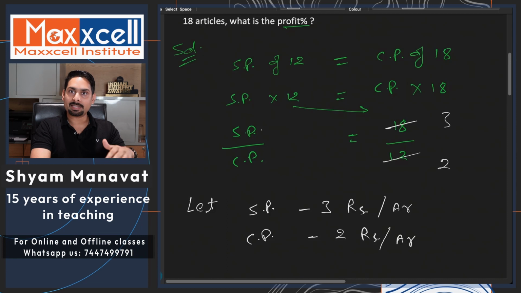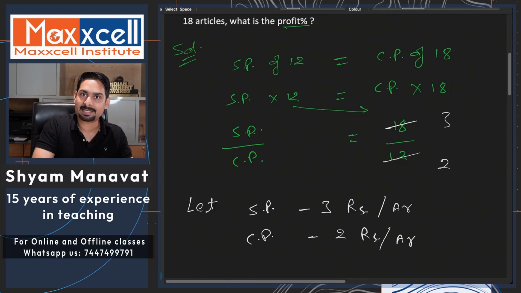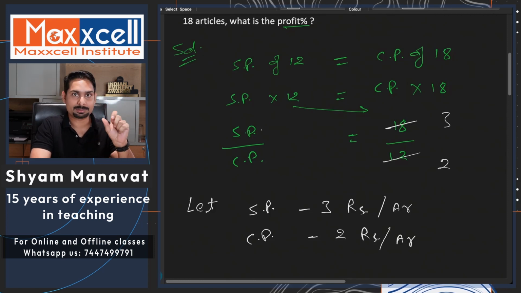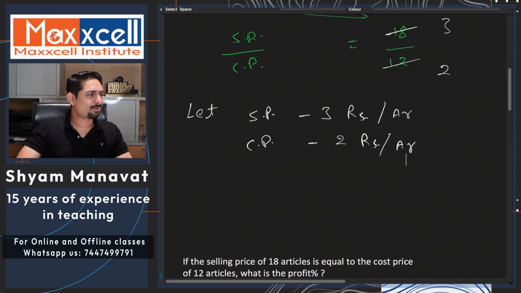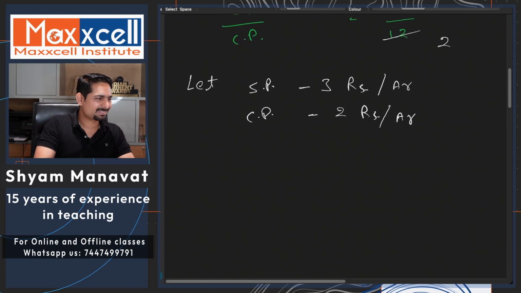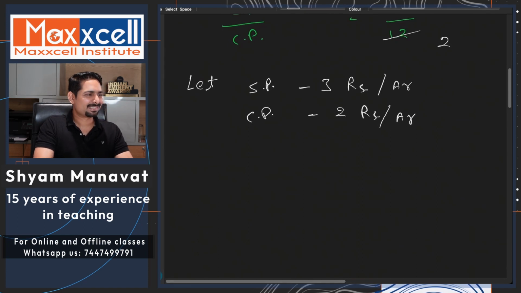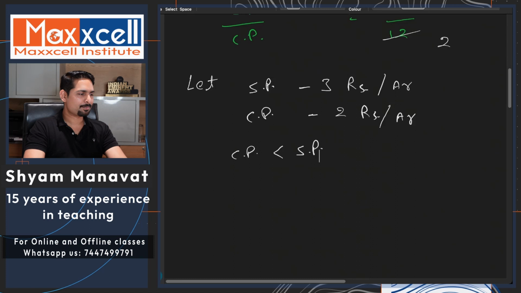Now in coming questions, as and when we grow, as and when we keep on practicing, we'll try to remove steps and make the solution shorter, and then you can flaunt in front of your friends that you know a shortcut for these questions. Okay, so now you can see there is a clear profit because cost price is less than selling price.